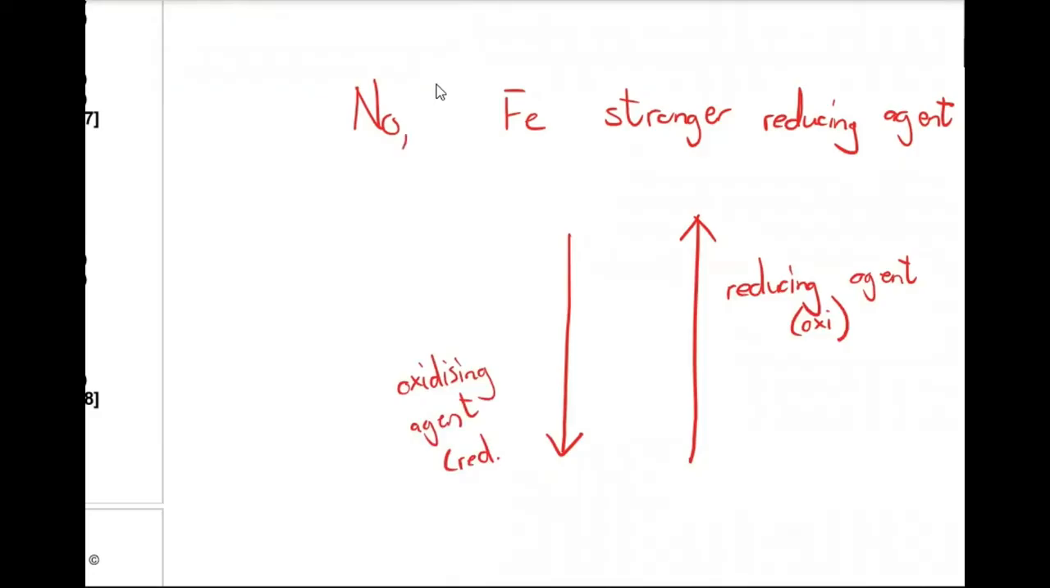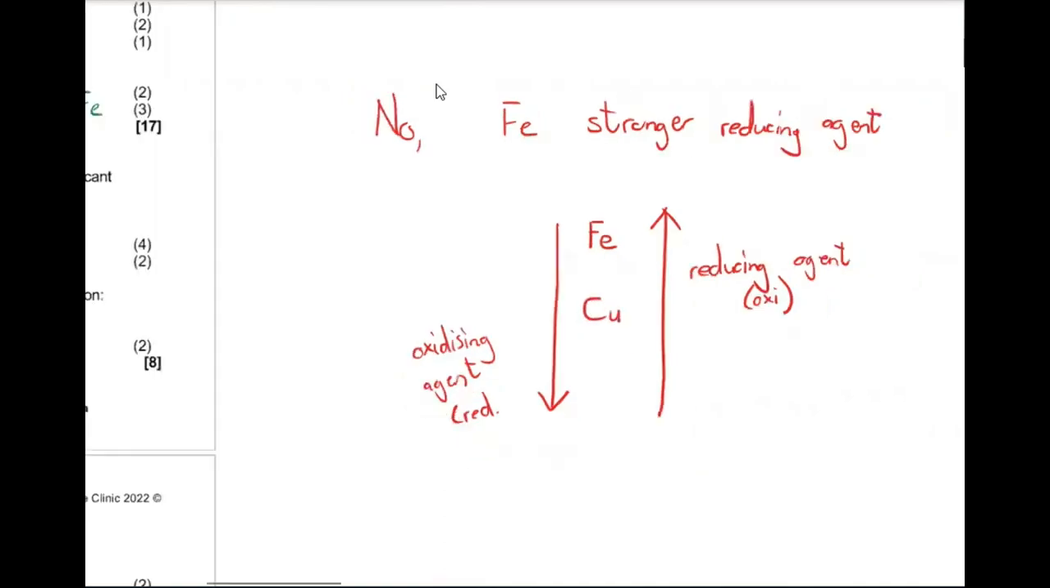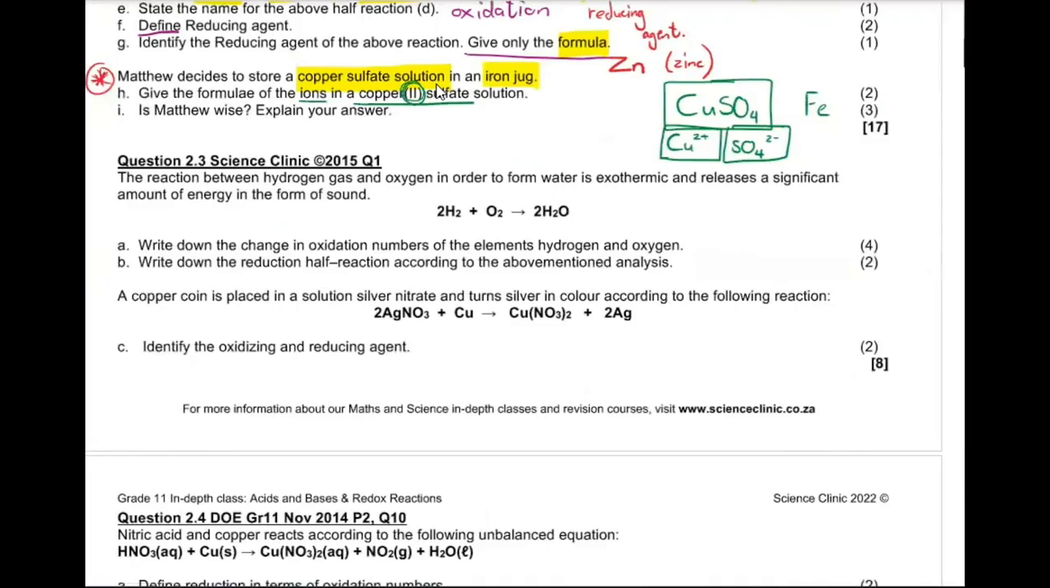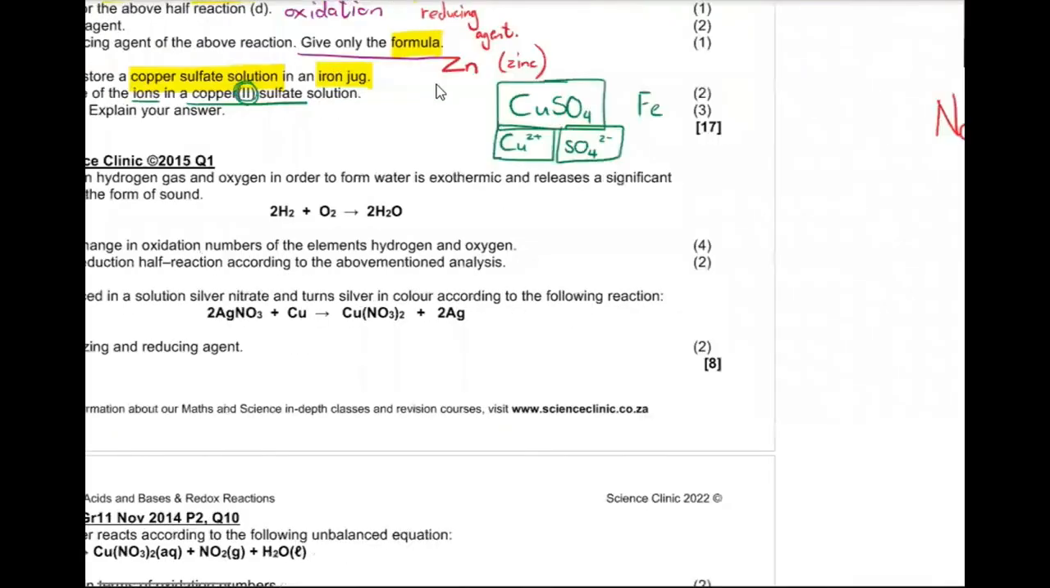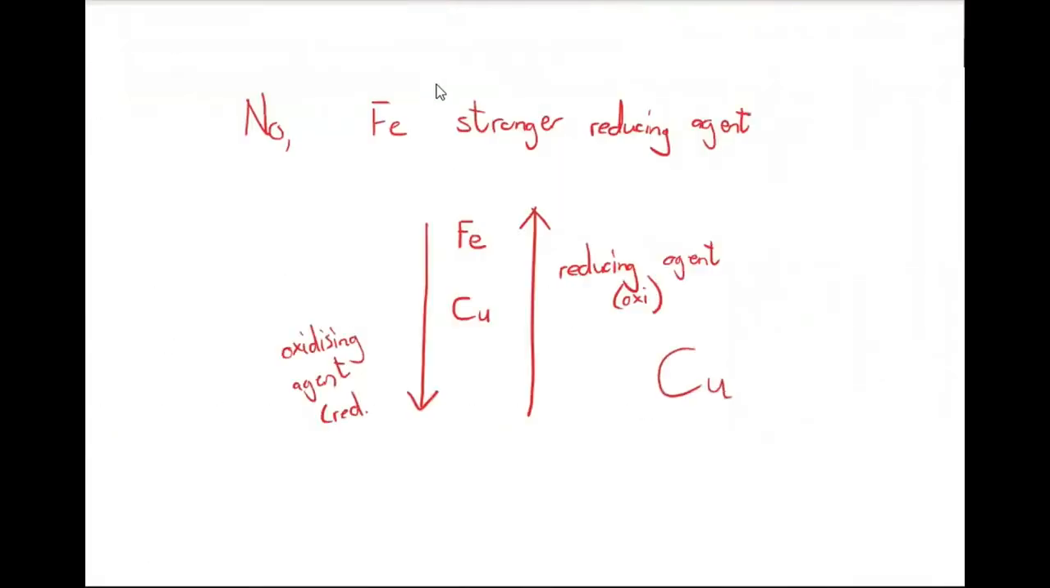So by saying no, he isn't smart, Fe is a stronger reducing agent, we can assume, infer, deduce, whatever word you are comfortable with, that Fe is higher up the table. It's a better reducing agent than the copper, so copper should be lower. And why is he not smart to put the copper sulfate in an iron jug? The iron is undergoing oxidation. What does that mean? Your Fe is eventually going to become Fe2+ ions, and it's going to donate 2 electrons, which means it's going to be keen to form a different bond.